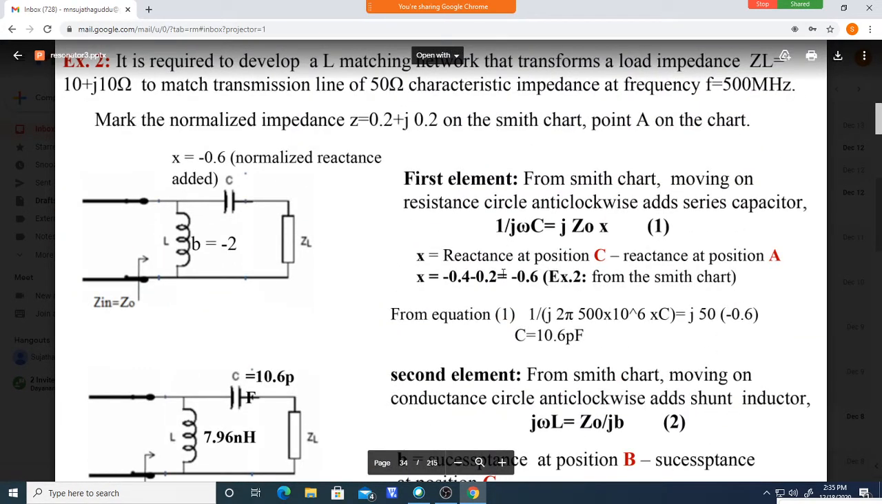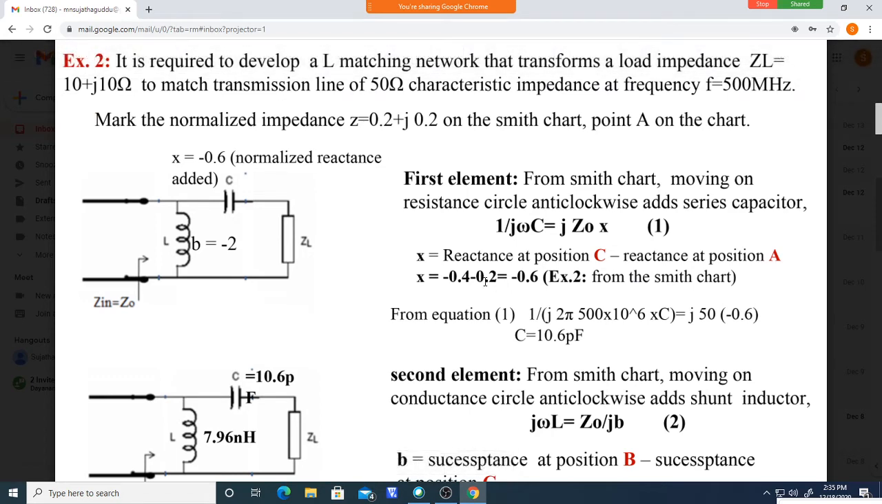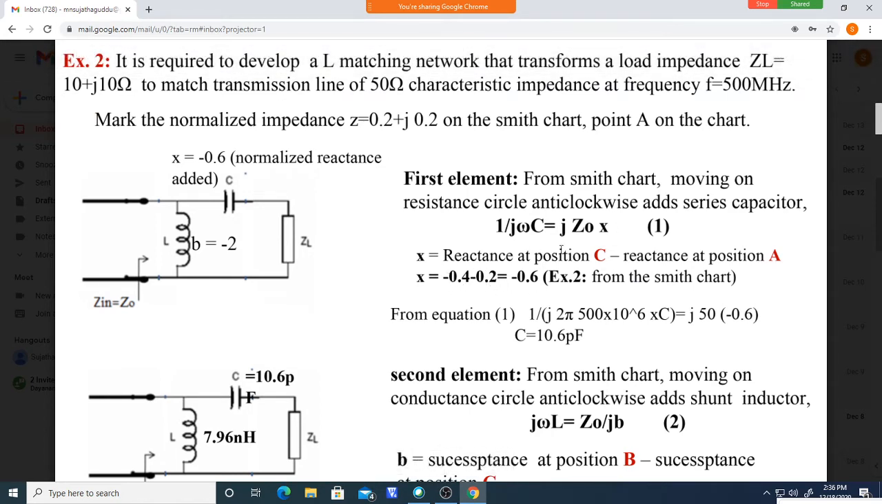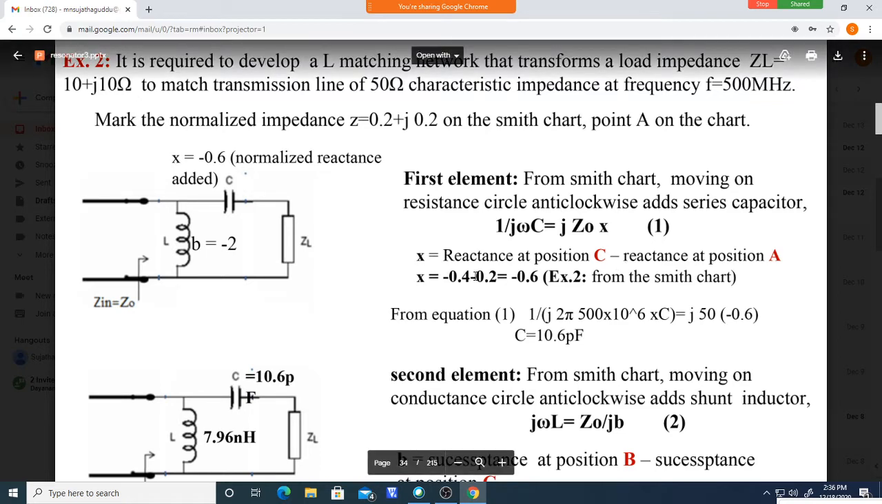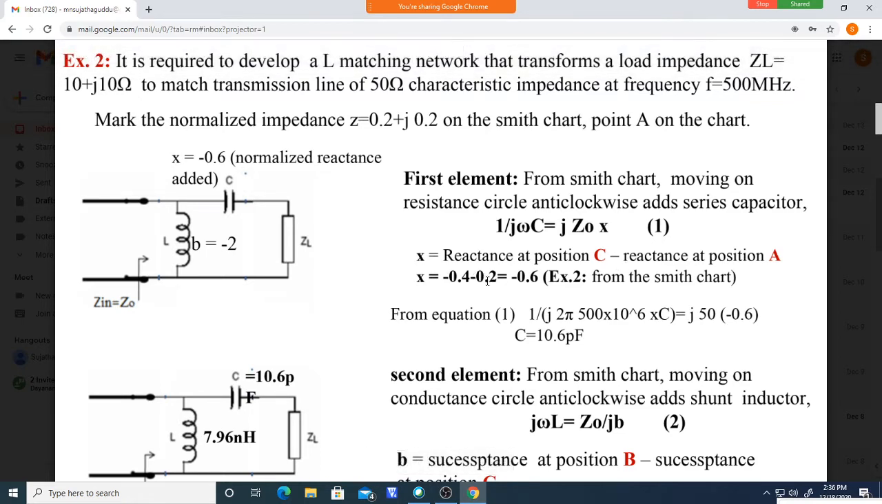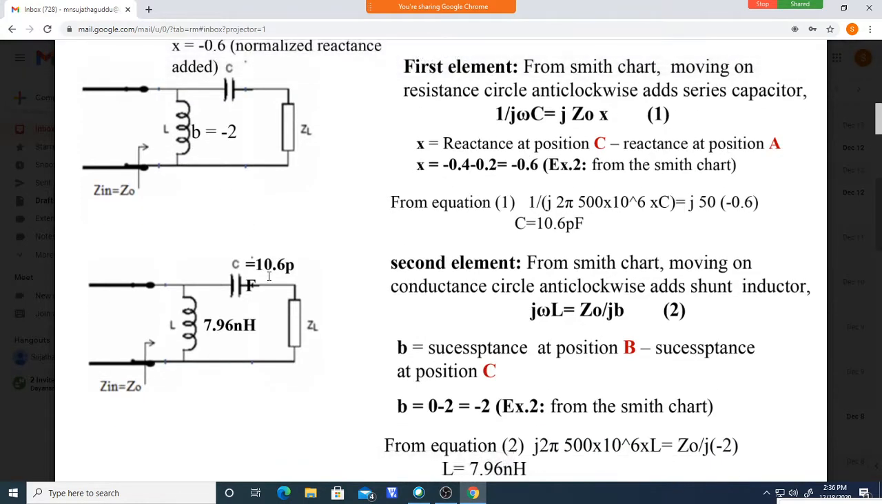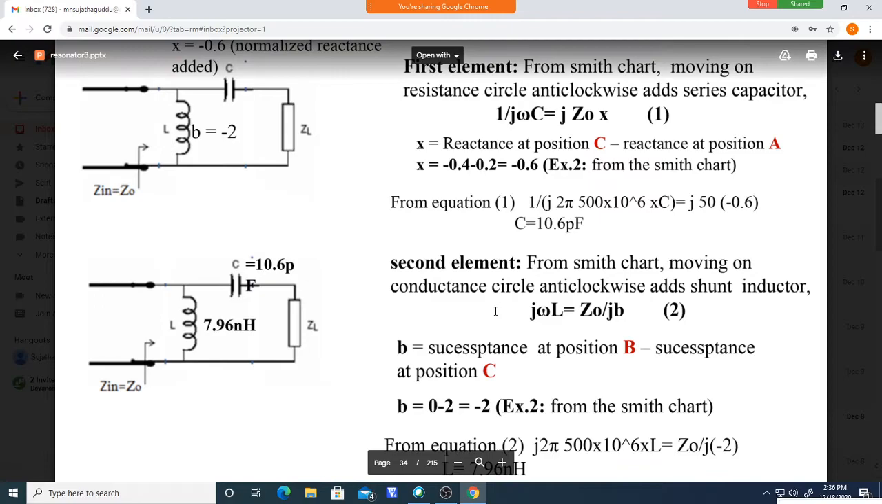Substitute that at A, it is 0.2 plus 0.2. So it is minus 0.4. This minus is here, and this is 0.2 plus 0.2. So the answer here is minus 0.6. Substitute that here, and you will get the C value. That is 10.6 picofarad.